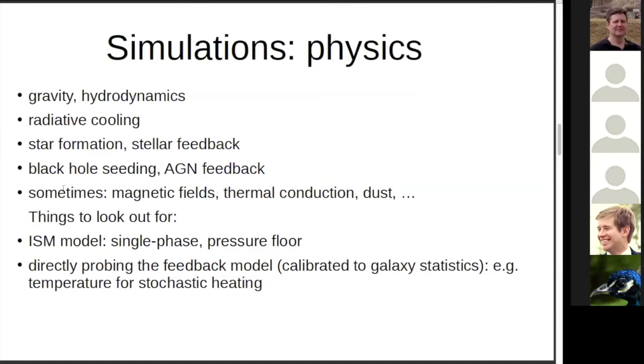That's for Eagle. Other simulations, so not Eagle, might also include things like magnetic fields, thermal conduction, dust. There are all sorts of physical processes you can put into these things.